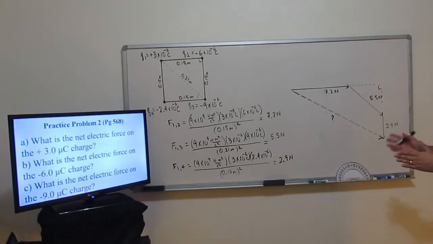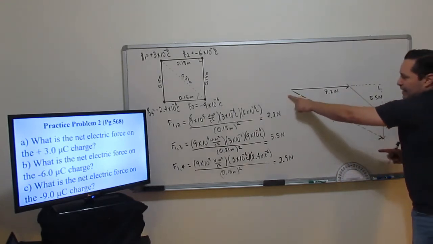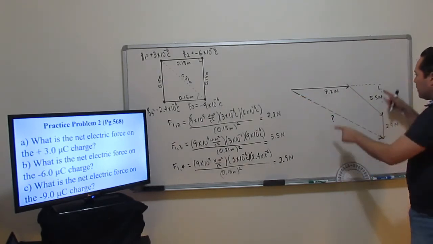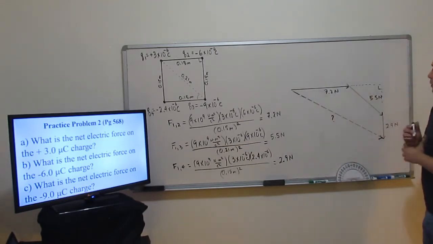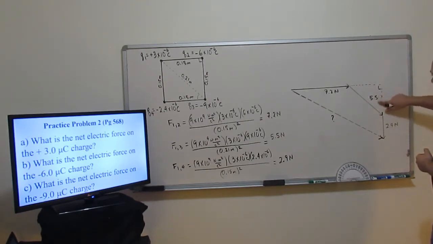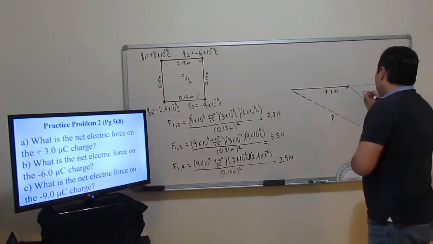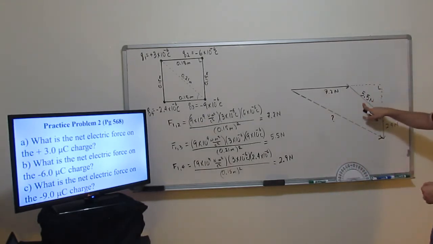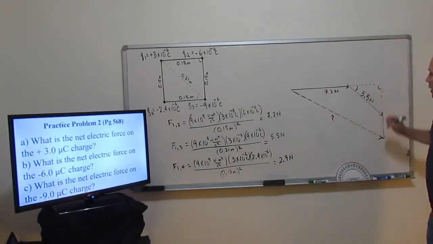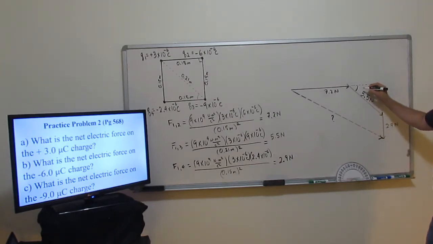Alright, so for this problem, I need this. I do have a right triangle, but I don't have this piece, I have that piece, but I do have enough pieces to figure out the whole length. I'm going to rewrite this one. It is 5.5 newtons. That's my hypotenuse. And I do know that that is a 45-degree angle right here.